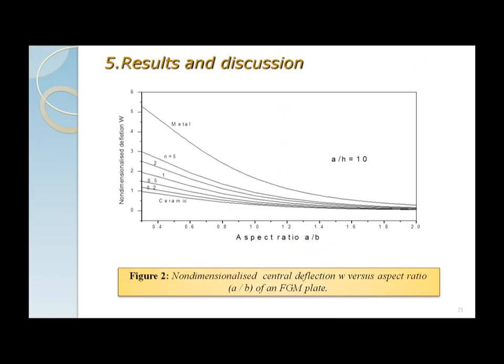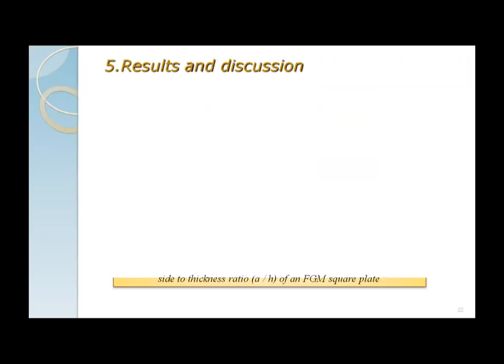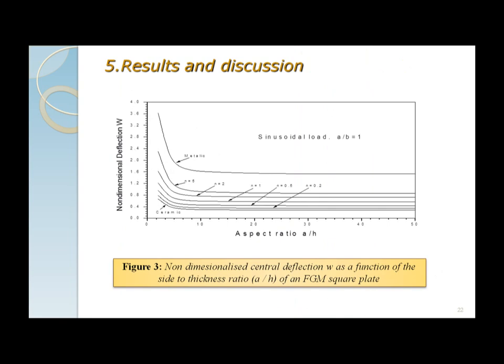For figure 2 and figure 3, the central deflection W was plotted as a function of the side-to-thickness ratio a/h and a/b of an FGM square plate. Figure 3 shows that the deflection is maximum for the metal plate and minimum for the ceramic plate.